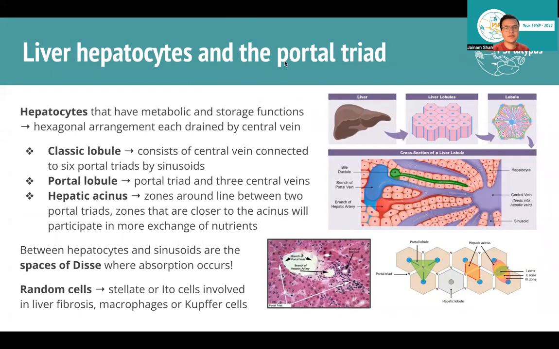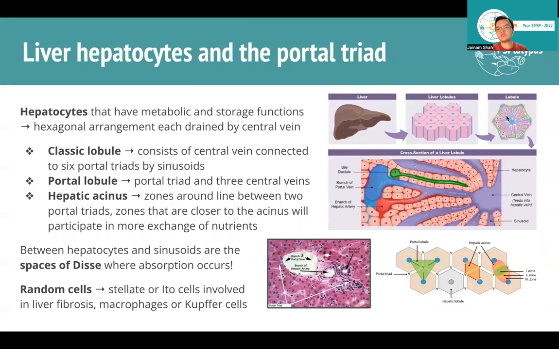Now we go to the liver. This one gets really confusing really quickly, but try not to get too confused because it's not very high yield. Just remember that the liver is composed of hepatocytes, so cells of the liver. They have a lot of metabolic and storage functions, and they tend to be arranged in hexagonal arrangements, so in groups of 6. These hexagonals they call lobules. So you've got 6 portal triads, and I'll go over what a portal triad is in a sec. In the center of the portal triads, they're all drained by this one common central vein.